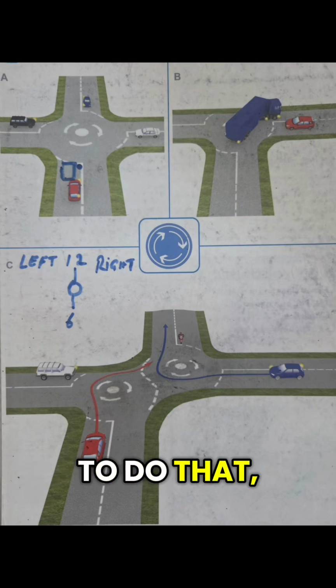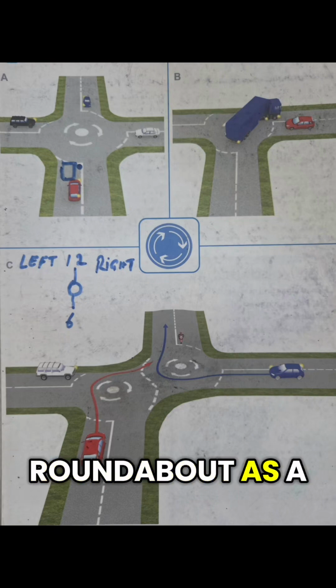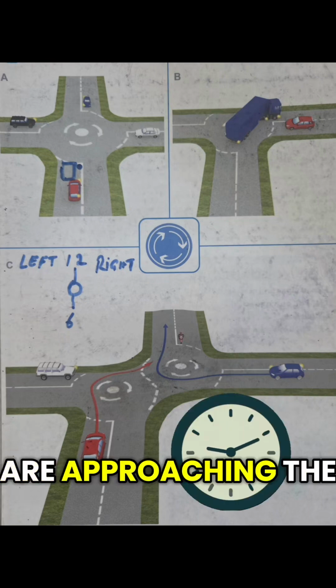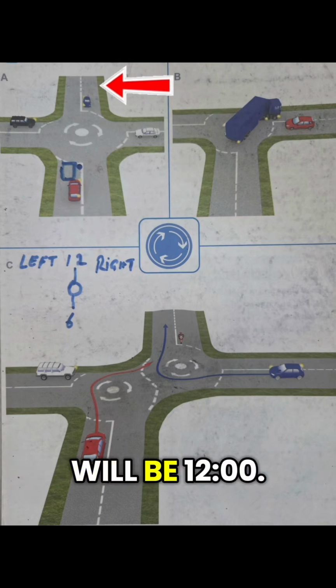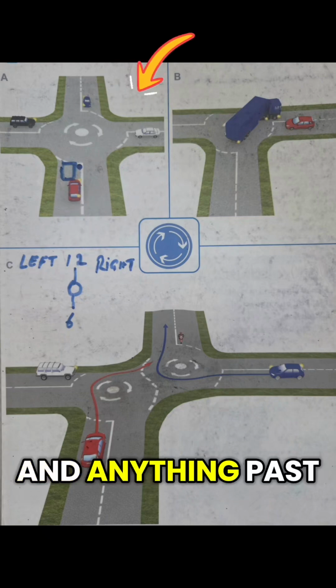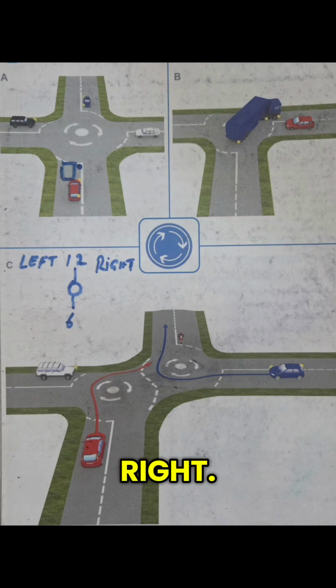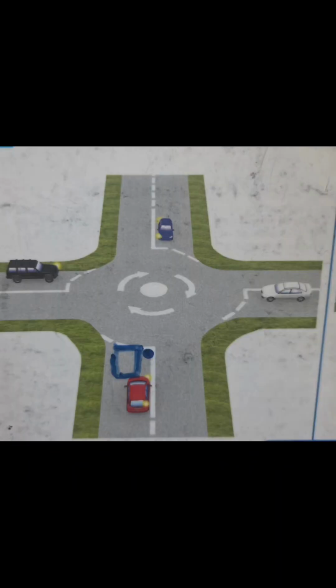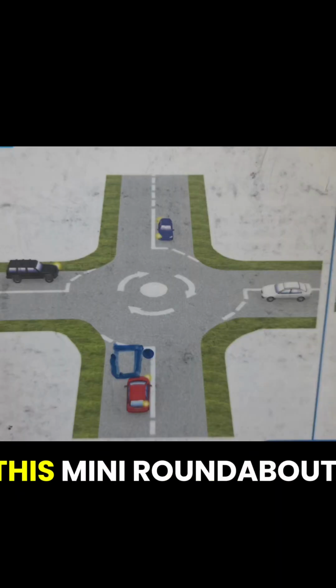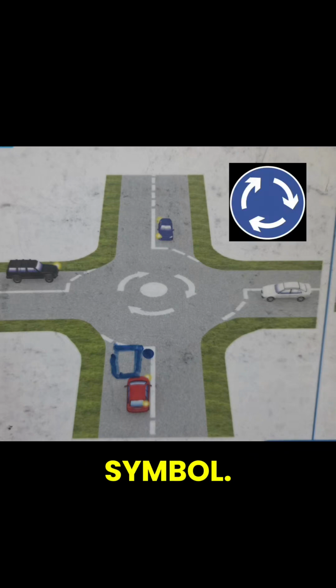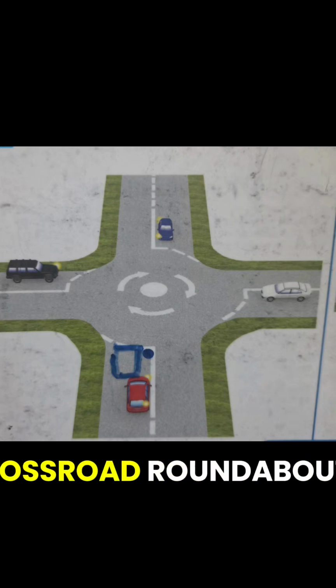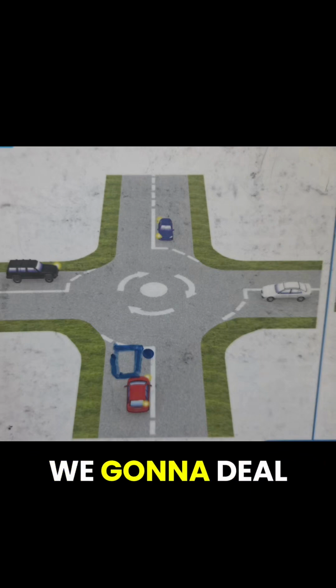So in order to do that, we need to look at this roundabout as a clock. So when we are approaching the roundabout, we are always on 6 o'clock position, and straight ahead will be 12 o'clock. And anything past 12 or after 12 is a right, and anything before 12 is a left. Once we understand this left and right, we understand the roundabout more. So let's get in depth of this mini roundabout. This is the mini roundabout symbol. And when we are approaching the crossroad mini roundabout, how are we going to deal with it?